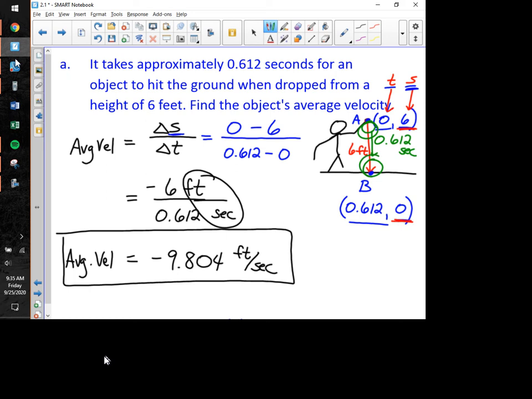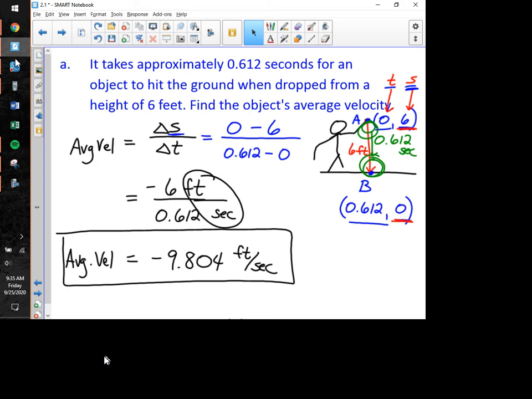But at the end, it's probably traveling faster than 9.804 feet per second. So keep that in mind, everybody. Another quick conversation: you'll notice our average velocity is negative, and that's true for one simple reason, because this thing is moving downward.